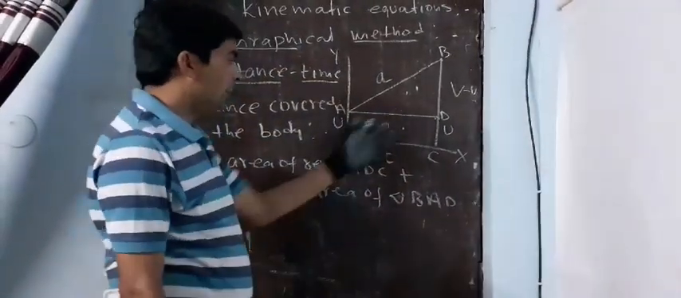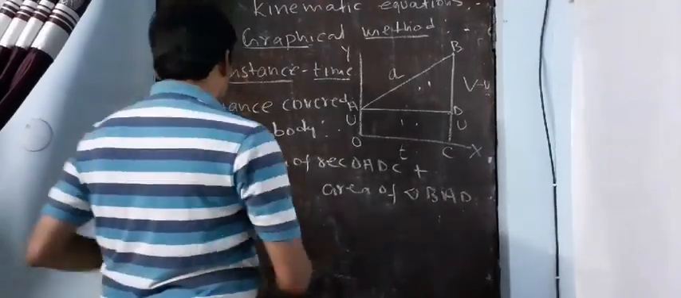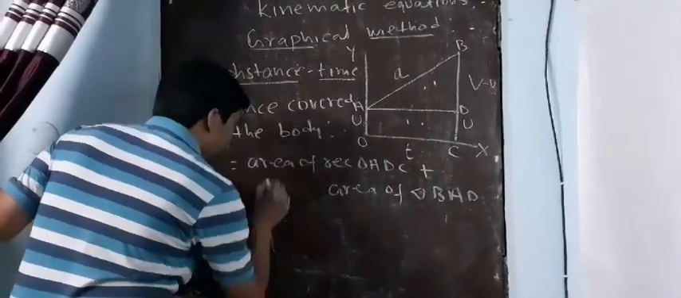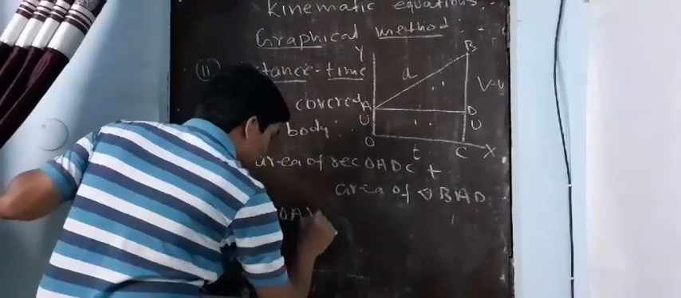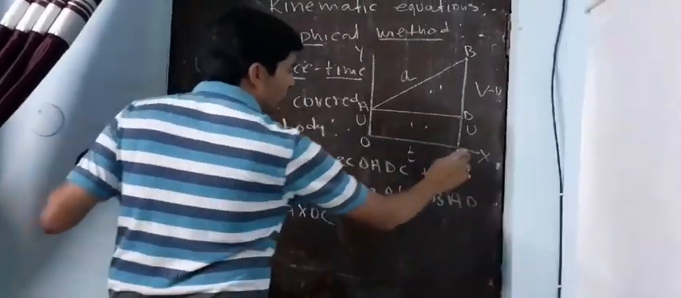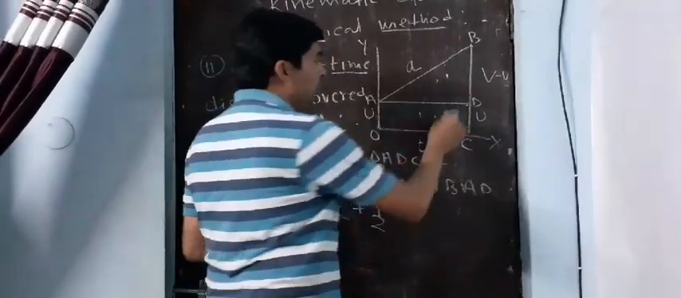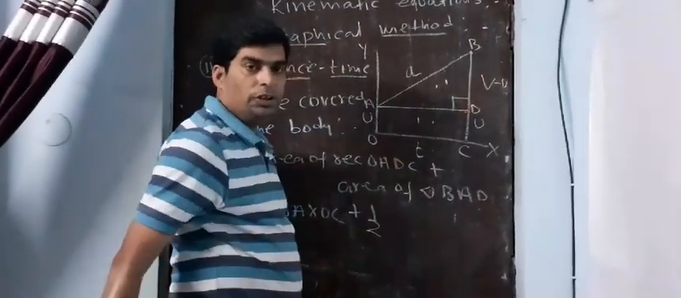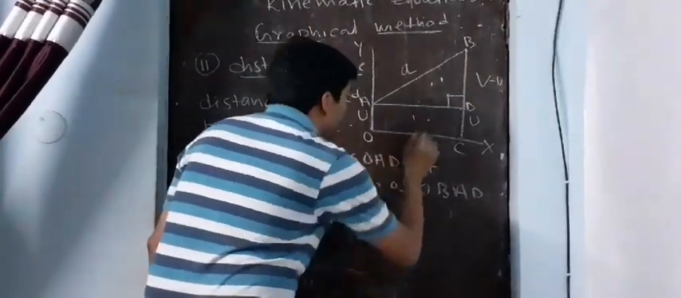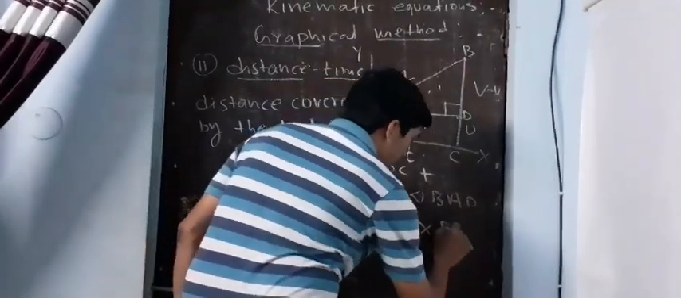We know the area of a rectangle is length into breadth, that we have been doing from our junior classes. So S equal to area of rectangle, that is OA into OC. What is the area of triangle? It's a right angle triangle, so it is half into base into altitude. So half, base is AD and altitude is BD.